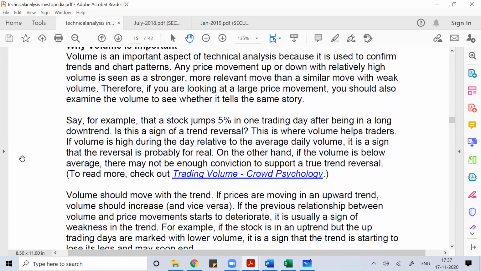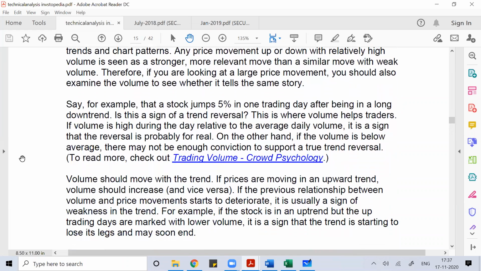So volume should move with the trend. If the price is moving in an upward trend, volume should also increase, and if the previous relationship between volume and price movement starts to deteriorate, then it is a sign of weakness in the trend. So it is very important that the trend should be developed in an appropriate order.